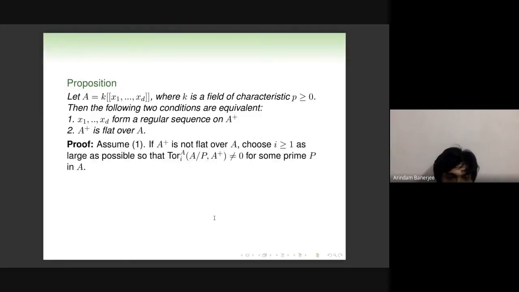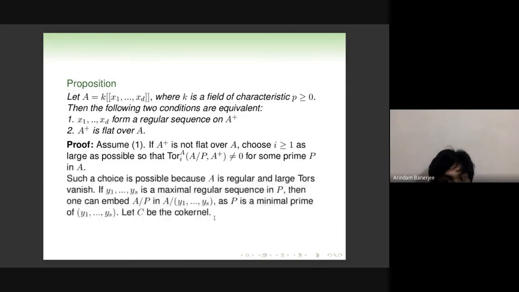So let's first assume one: suppose it is true that it forms a regular sequence, and suppose A plus is not flat over A. Now let's choose i as large as possible so that Tor_i^A(A/P, A plus) is non-zero for some prime P in A. Such a choice is possible because A is regular and large Tors vanish.